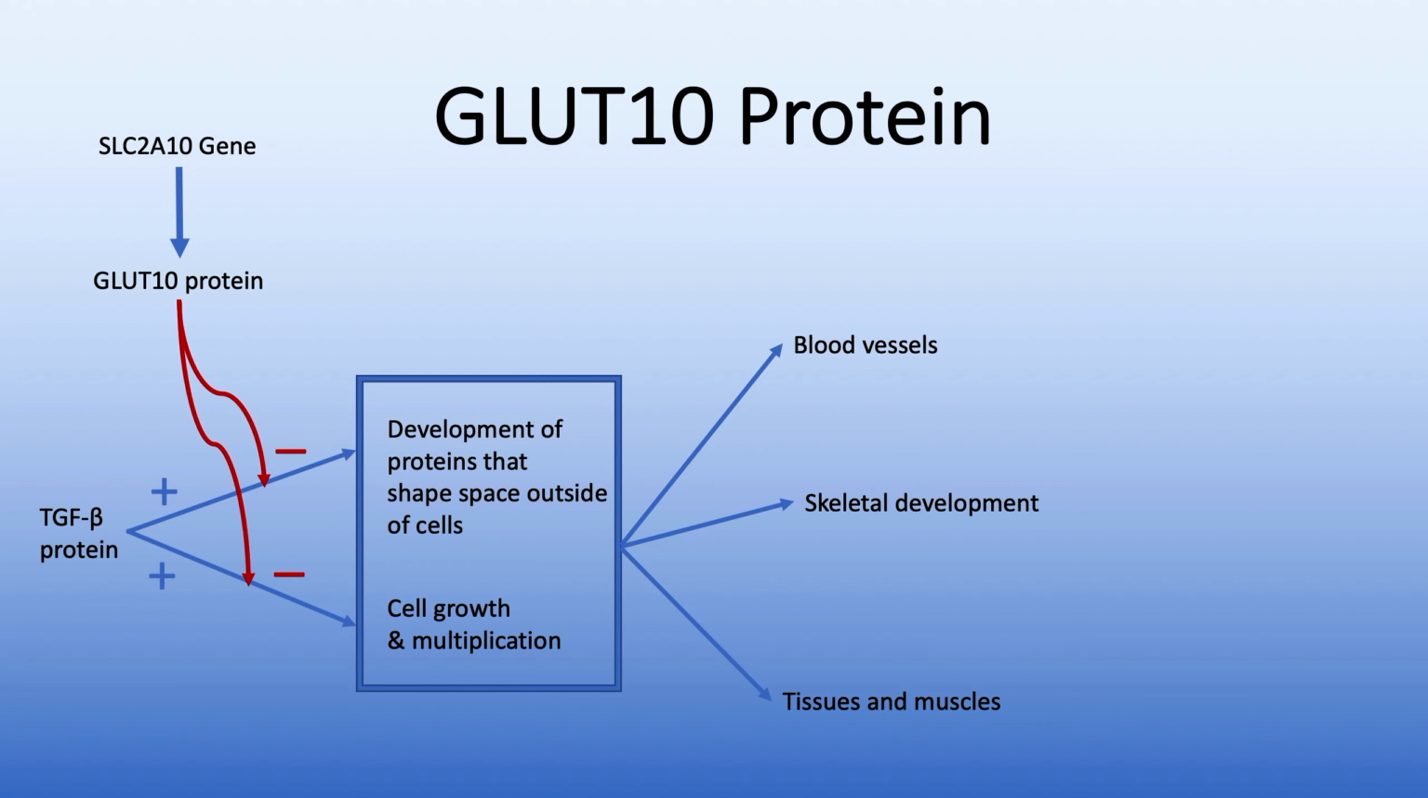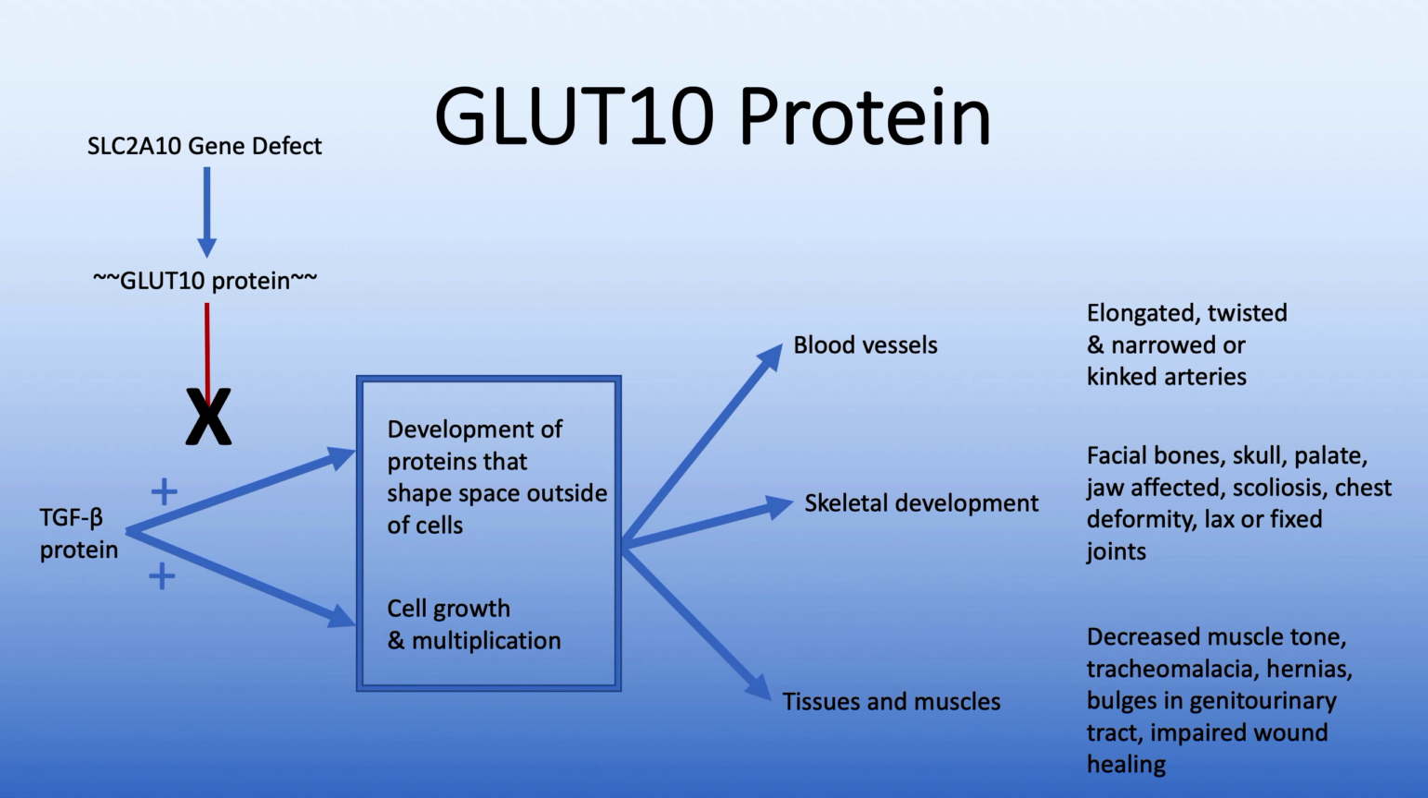In particular, GLUT10 protein puts the brakes on the development of blood vessels, bone, and soft tissues, including muscles. Without GLUT10, overgrowth of arteries, deformations of bones and joints, poor muscle tone, weak airway walls, and hernias of various kinds can result.